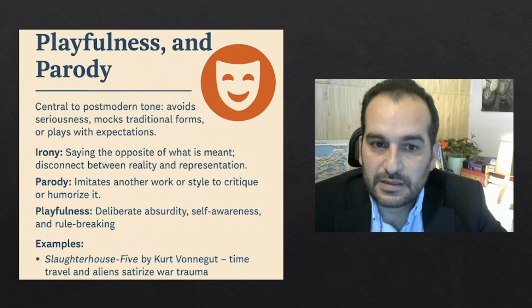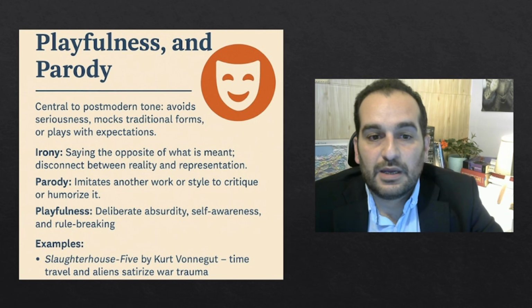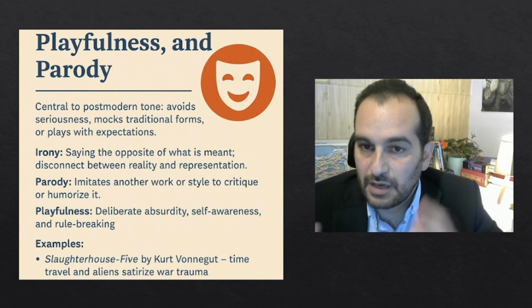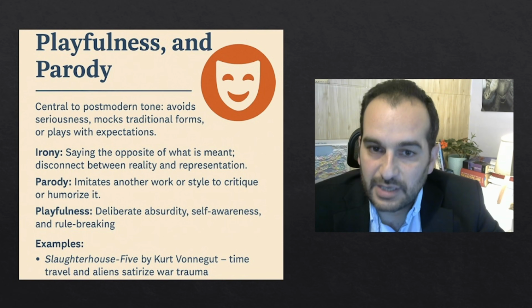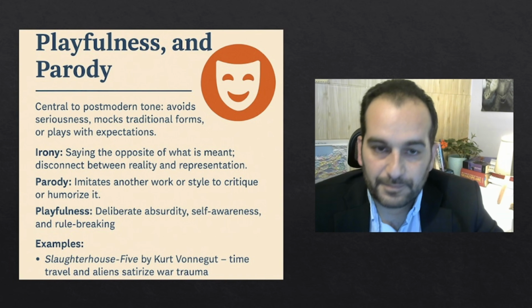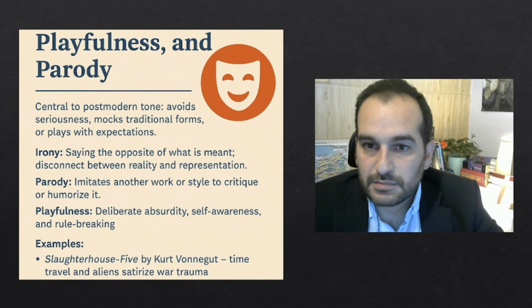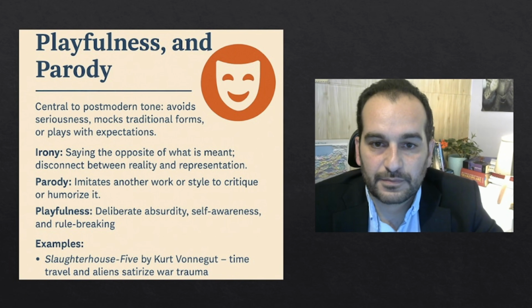We can see this example from Slaughterhouse-Five by Kurt Vonnegut. We see time travel and aliens coming to the story, which satirize the war trauma. So these are 3 characteristics: irony, parody, and playfulness.